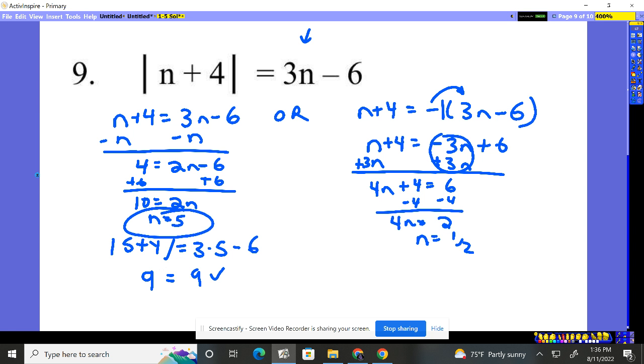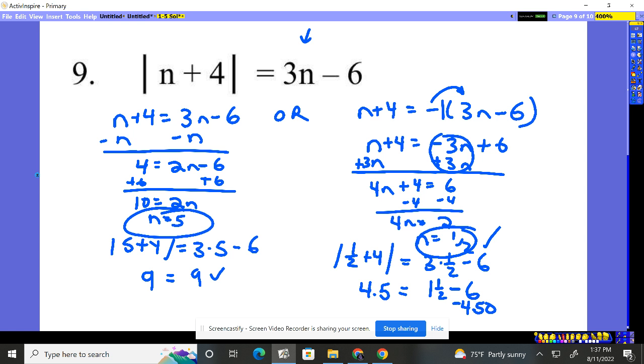My guess is this half is not going to work. Well, when we plug a half in, the absolute value of a half plus 4 would be 4.5. Does that equal 3 times a half, take away 6? Like we said, this is 4.5 on this side, because 4 plus a half is $4.50. Absolute value of 4.5, still 4.5. 3 times a half is 1.5. $1.50, take away $6. You get negative $4.50. Those aren't equal. That half right there doesn't work.